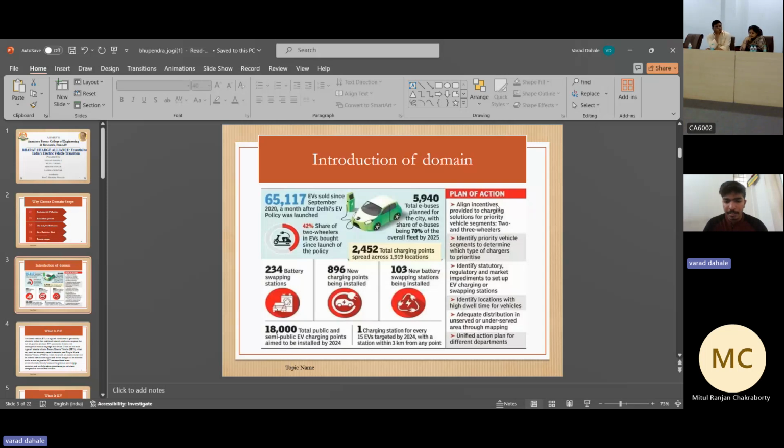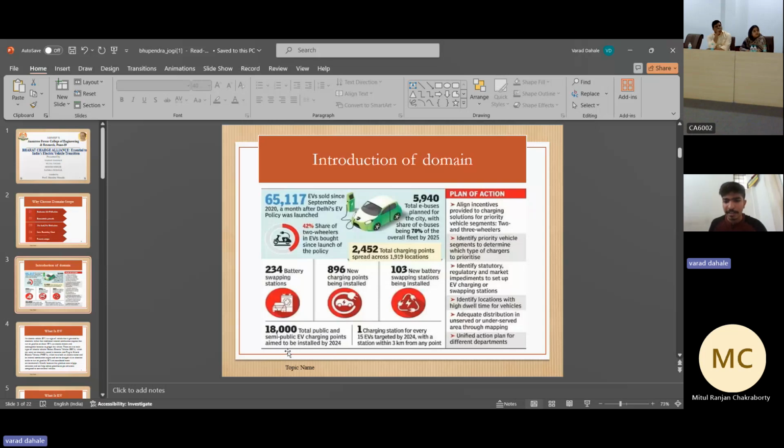103 new battery swapping stations being installed. 18,000 total public and semi-public EV charging points aim to be installed by 2024. One charging station for every 15 EVs targeted by 2024, at a distance of every 3 kilometers.